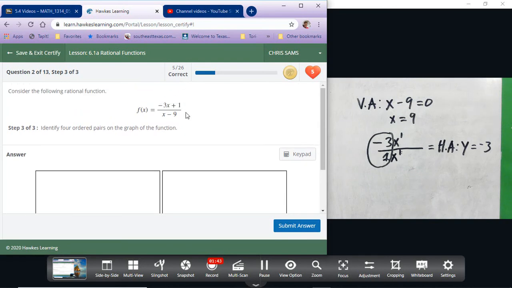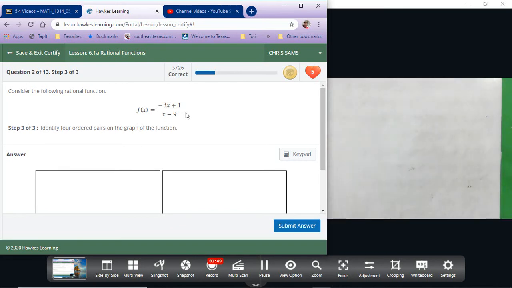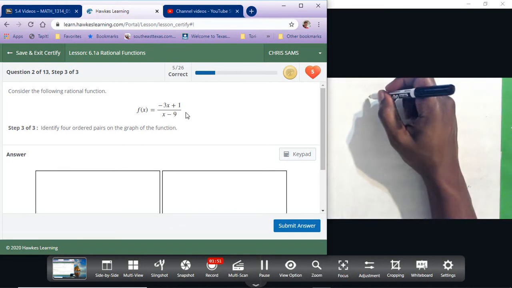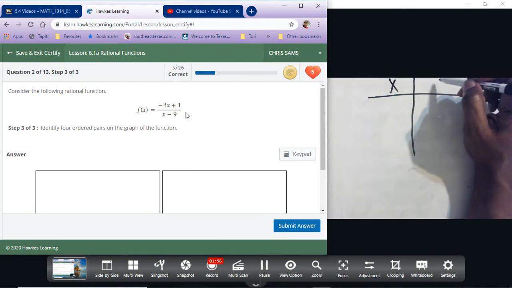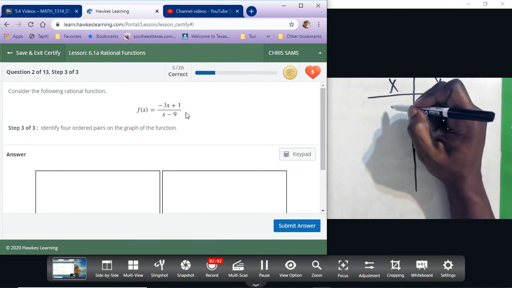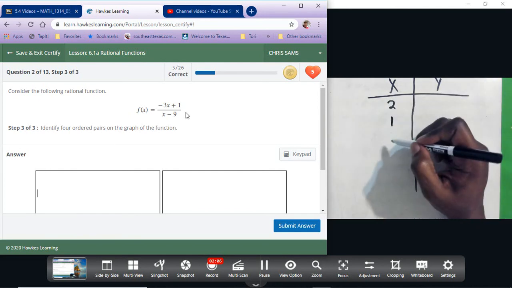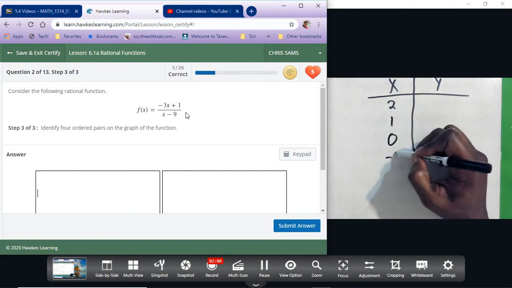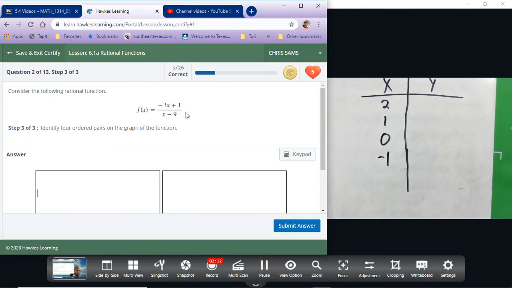Alright, and now we're going to pick some points. It's a little bit more complicated this time because we're going to be plugging in x on the top and the bottom. So I'm just going to pick some relatively small numbers to work with. I'm going to pick x to be, let's say, 2, 1, 0, negative 1. You can try to find some whole numbers, but it doesn't matter. We just need 4 points.